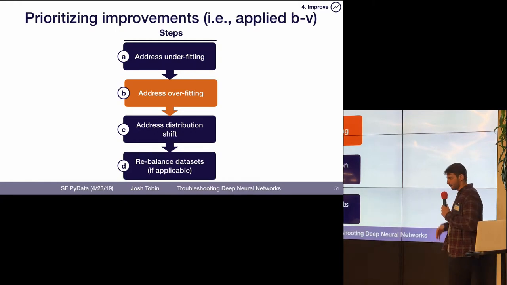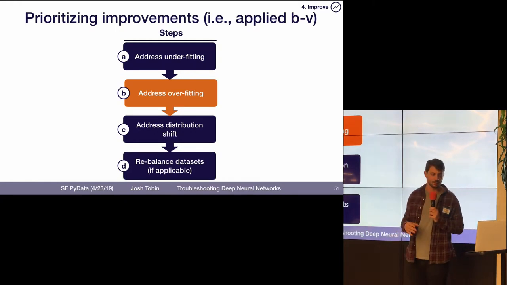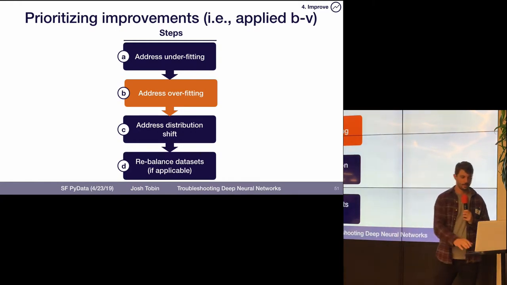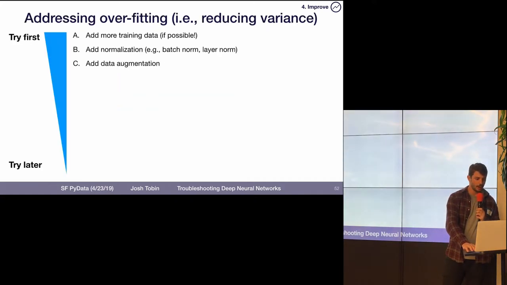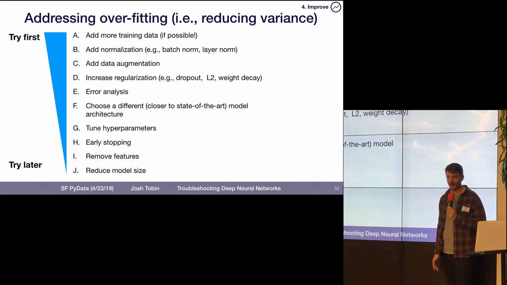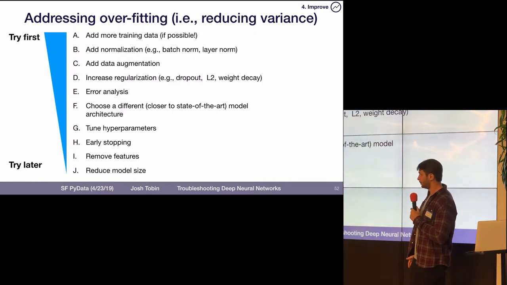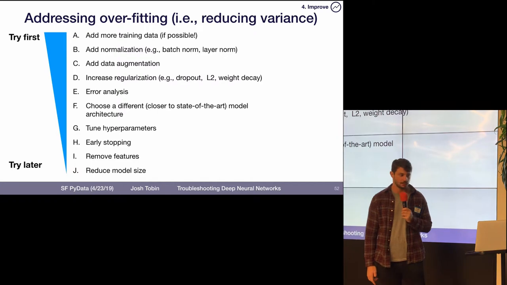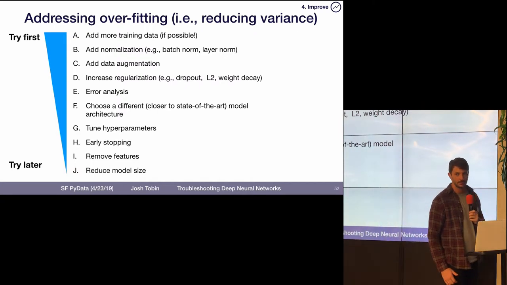All right, so now our training performance is where we want it to be, and so the next step is to address overfitting. Again, there are many things that you can try here, and not all are created equal. I think the simplest and by far the most effective is just adding more training data.